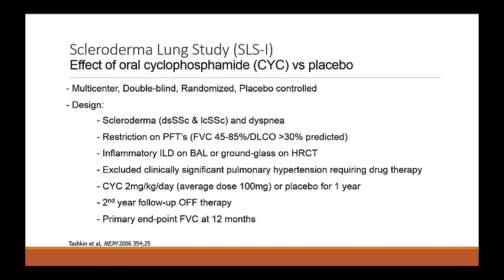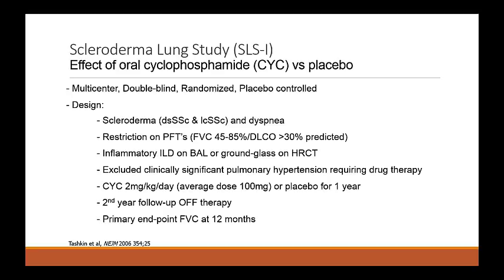And we're going to compare this to the following study that came after it, where they dropped the use of BAL, because we talked about earlier, BAL really doesn't help with prognostication here. And also to emphasize, patients could have pulmonary hypertension and be included in the study, but if it was significant enough to require treatment, they were excluded.